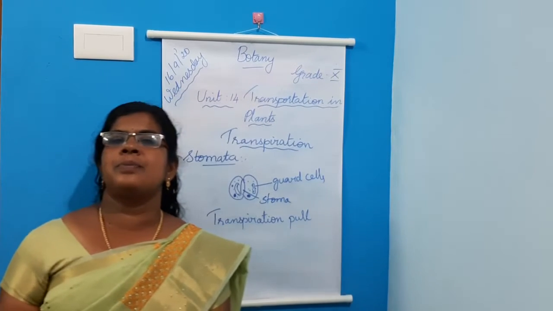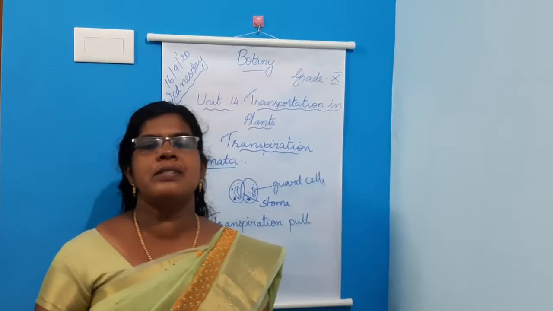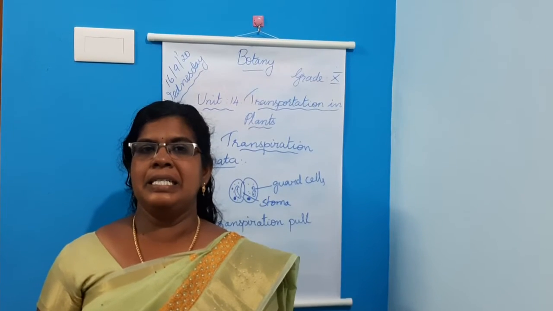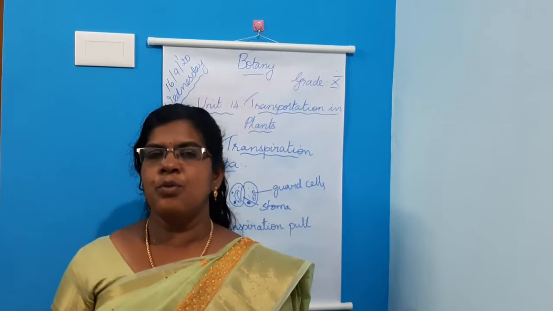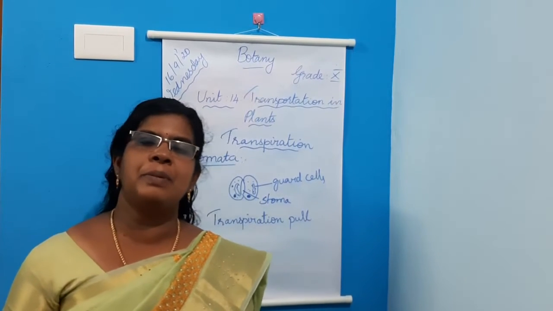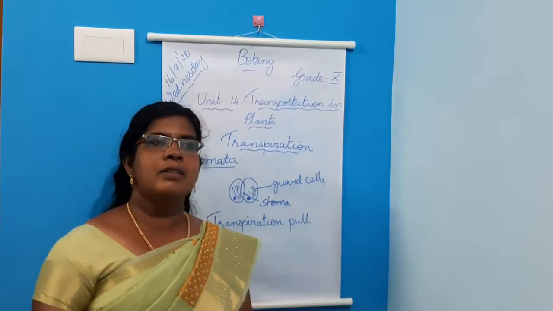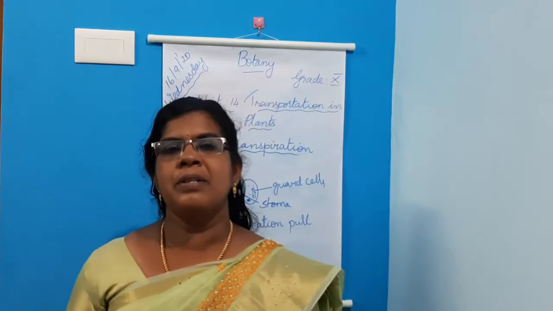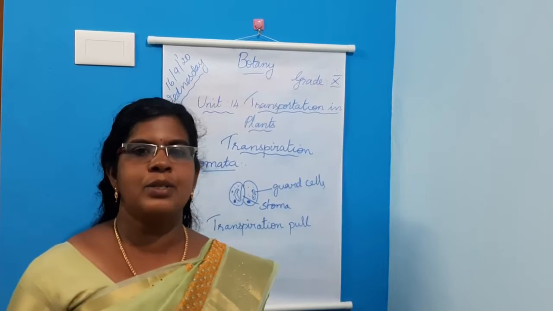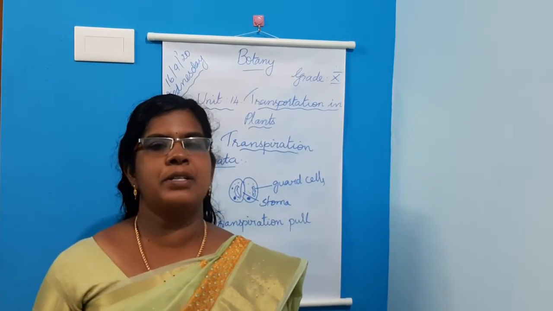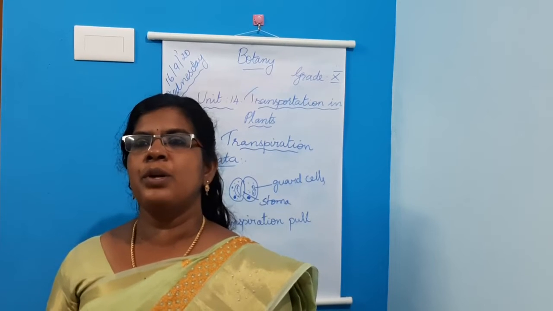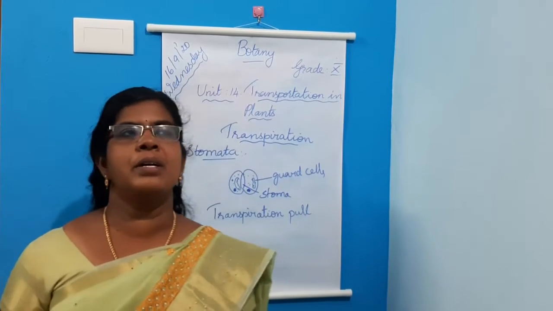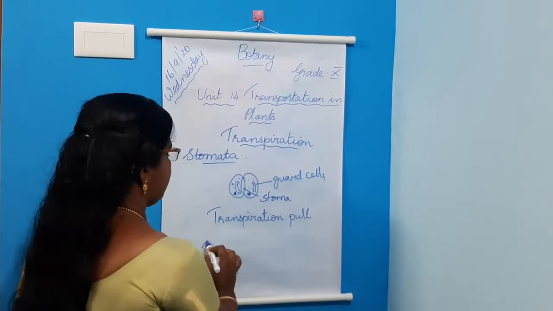Next, phloem transport. What is the function of phloem? Phloem conducts the food material, isn't it? Which part of the plant prepares the food? The leaf prepares the food. The food prepared by the leaf is translocated to each and every part of the plant body through the phloem elements. So, phloem transports food from a source to a sink.